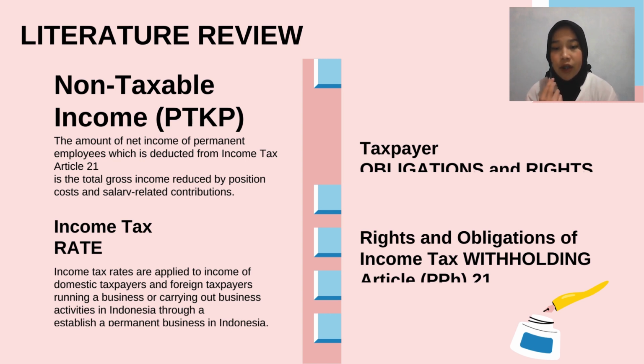and 4,500,000 rupiahs additionally for each member of the same blood and family in the straight line of descent, as well as adopted children who are fully dependent, a maximum of 3 people for each family. Next, there is income tax rate.